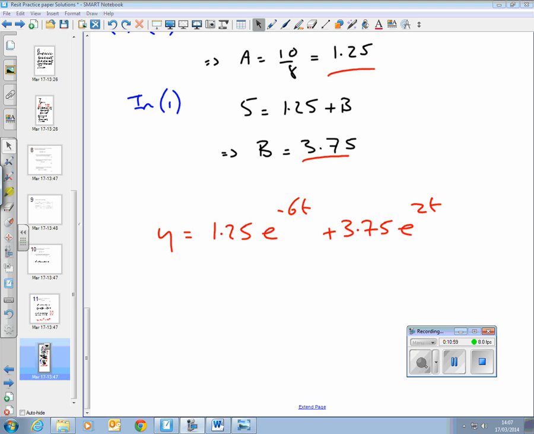Finally, of course, I forgot to say we could now put these values for A and B back into the general solution to end up with this as your final particular solution.